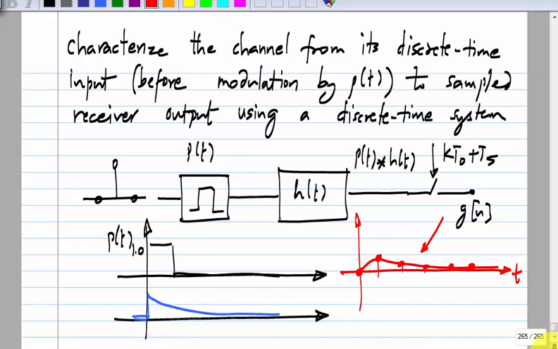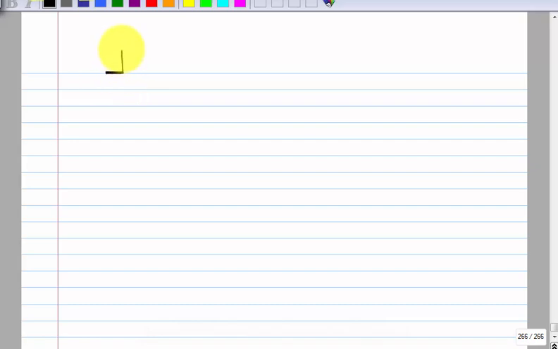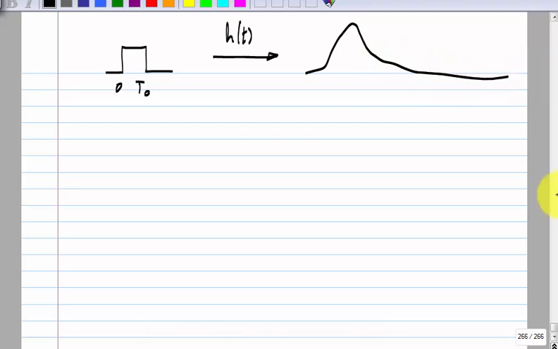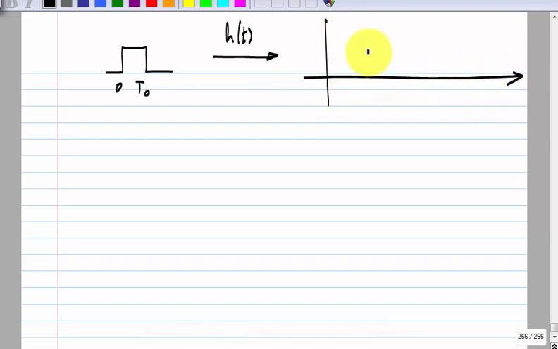In case of a more complicated channel, if you send it through h of t, you may get something like that. Okay. And somewhere it may even have ringing and so on, and we assume T s is adjusted to do that. So, we have some g of n. Okay. That is the discrete time impulse response.